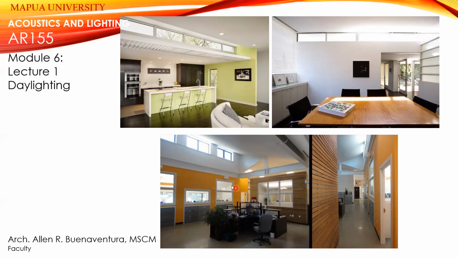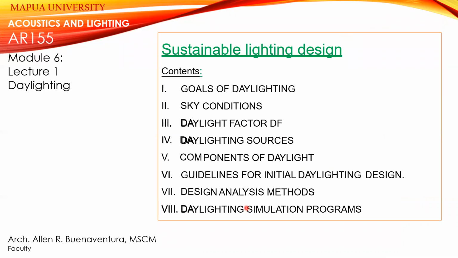And this one is to create additional daylight inside the room. This is probably a library. So he wanted more daylight inside the room, so he put a clerestory above the floor, the ceiling line. So this is the sustainable lighting design. The contents are goals of daylighting, sky condition, daylighting factor, daylighting sources, components of daylight, guidelines for initial daylighting design, design analysis and methods, and daylighting simulation programs.